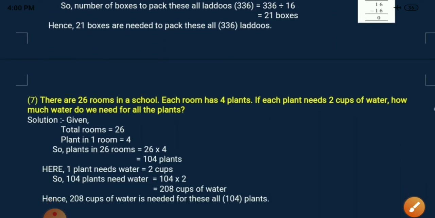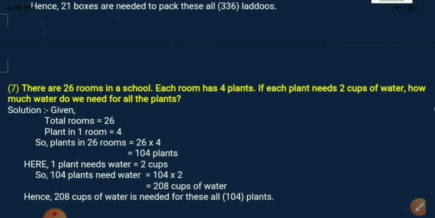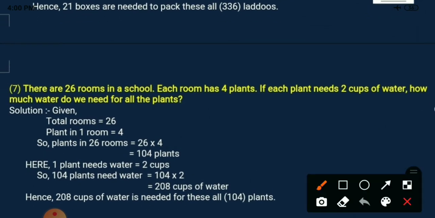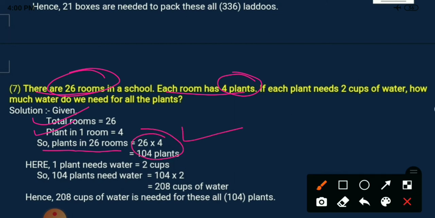Now here we have our last question, question number 7. There are 26 rooms in a school. Total number of rooms is 26. Each room has 4 plants. Okay, so if the total number of rooms is 26 and plants in one room is 4, so we can find how many plants are there in 26 rooms. So it's a simple multiplication, 26 multiplied by 4, so we will get 104 plants.